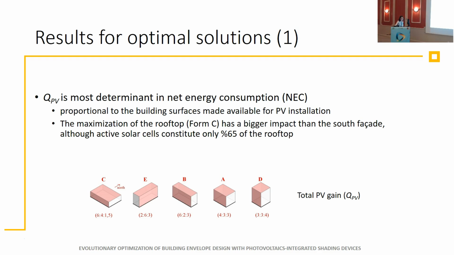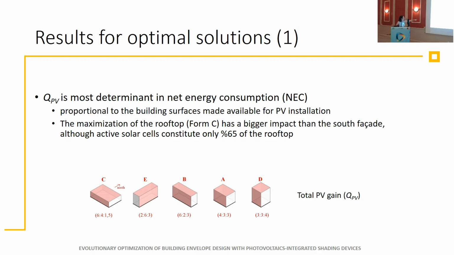The maximization of the rooftop, for example in Form C, has a bigger impact than the maximization of the southern facade, although the whole rooftop area cannot be effectively operationalized for electricity generation. It's only 60%. The active solar cells constitute only 60, 65% of the rooftop.